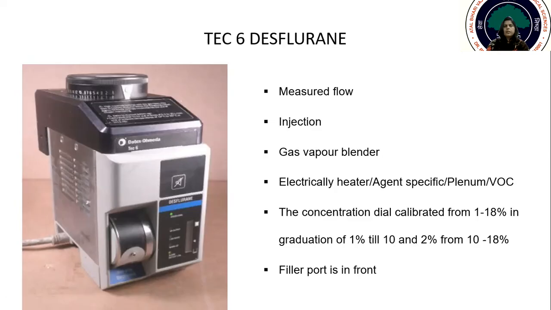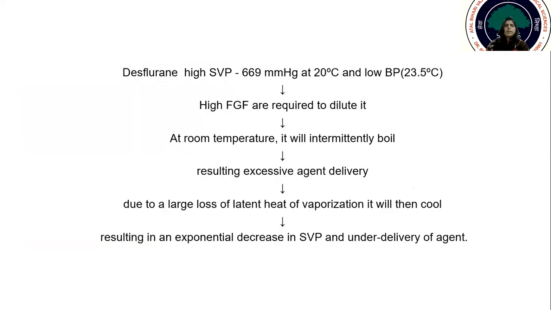So let's learn about it. Desflurane has a high saturated vapor pressure, around 669 millimeter of mercury at 20 degrees centigrade, and it has a low boiling point of 23.5 degrees centigrade, even less than the room temperature. So to compensate for such high saturated vapor pressure, a high fresh gas flow is required to dilute it, which will not be economically feasible.